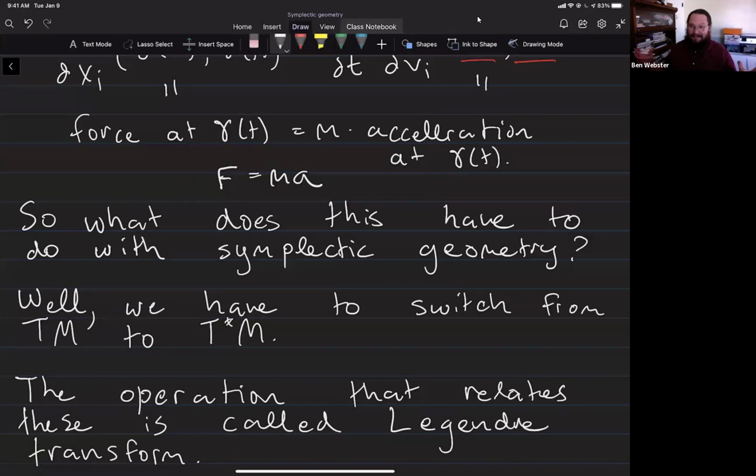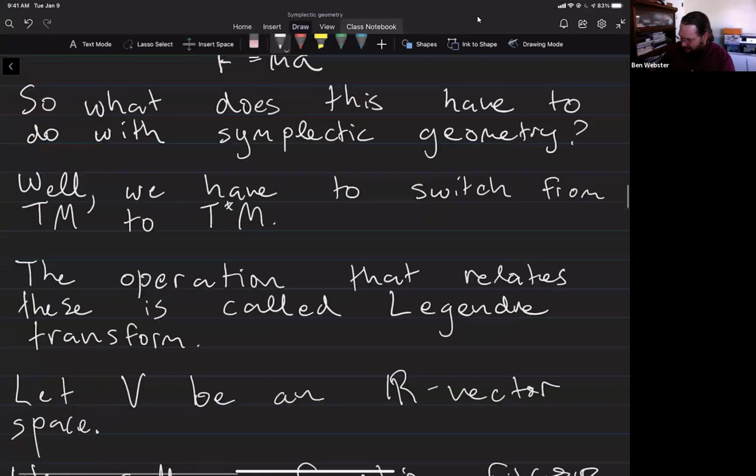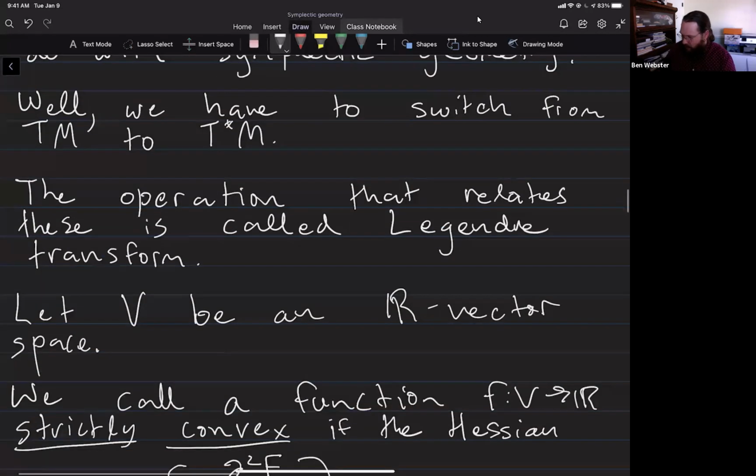And I hope my explanation can be satisfying. I don't think I have anything too deep to say that isn't in Cannas da Silva, but we can try to work through things. So this Legendre transform, it's a pretty cool idea from a purely mathematical perspective.